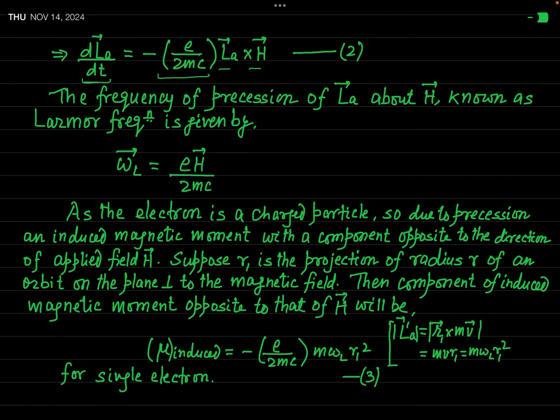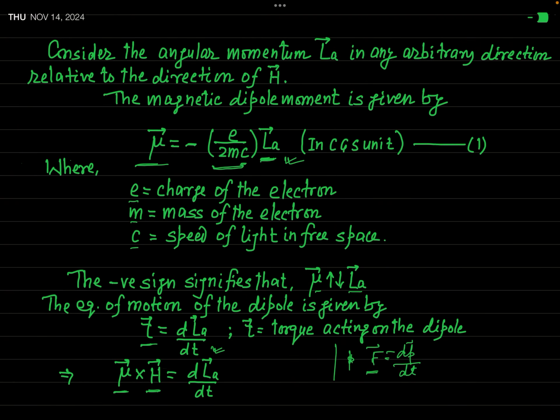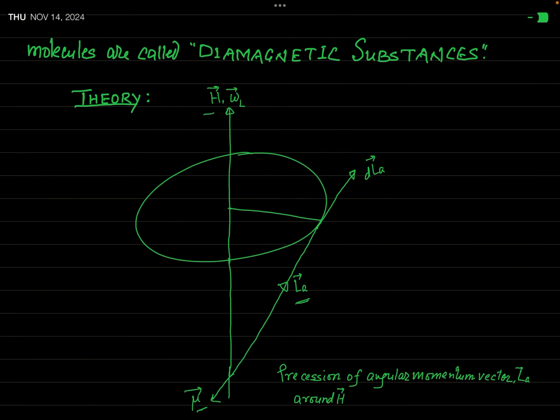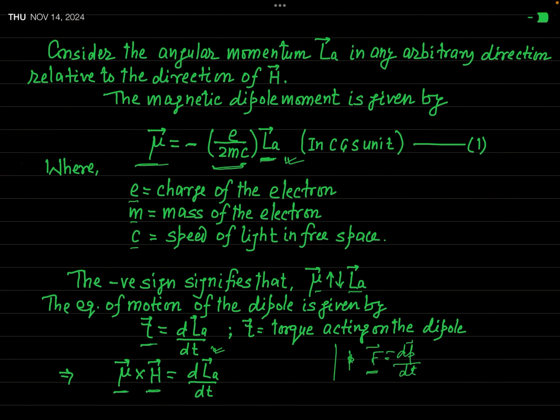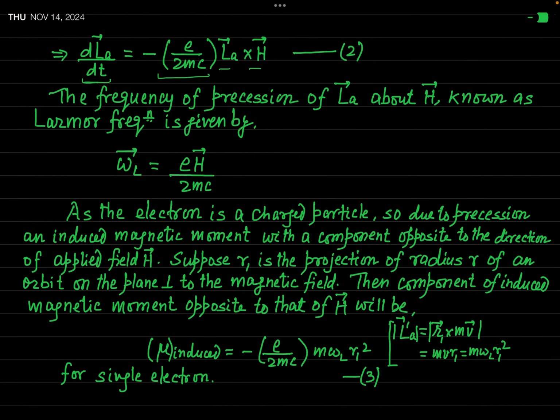Okay, dLA by dt. And actually I have shown in this figure that if LA is here equal to LA, and here this is LA plus dLA, this represents the change in angular momentum vector in time dt. Now, as I have told you in the course on atomic and molecular physics, in the chapter on the vector atom model, I have discussed the Larmor precession.